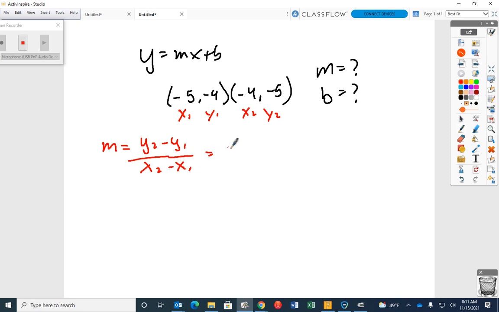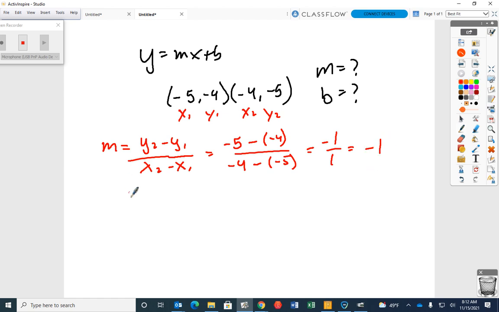Okay. What is y2? Negative 5. What's y1? Negative 4. What's x2? Negative 4. What's x1? Negative 5. Little confusing, right? Okay, negative 5 minus negative 4 is the same as what? Negative 5 plus 4, which is what? Negative 1. And negative 4 minus negative 5 is the same as negative 4 plus 5, which would be what? 1. Can I simplify this to what? Negative 1. Just negative 1, right?